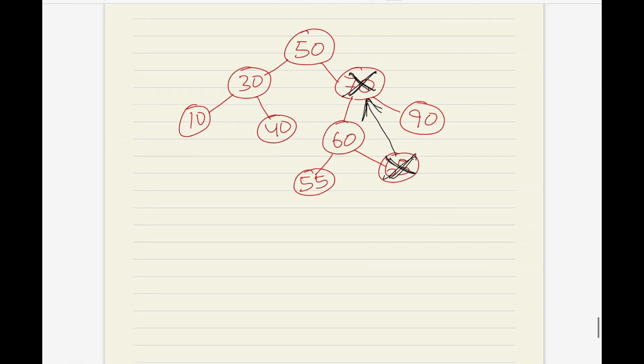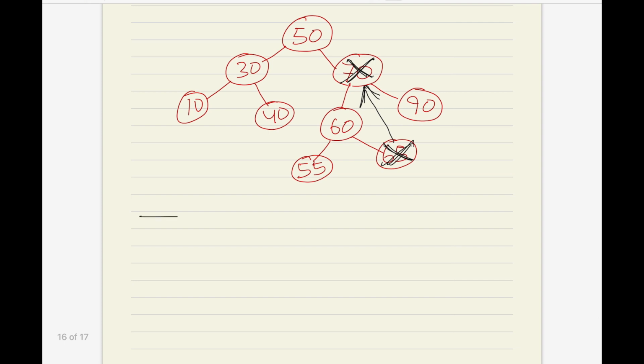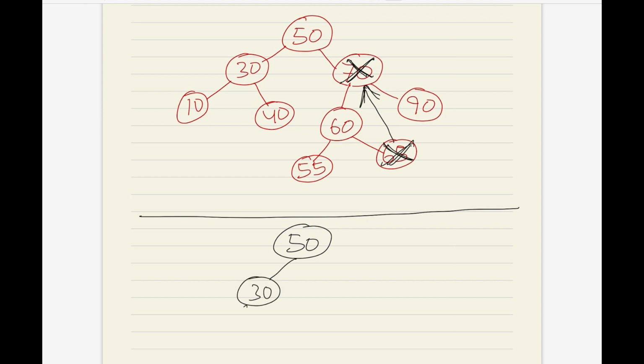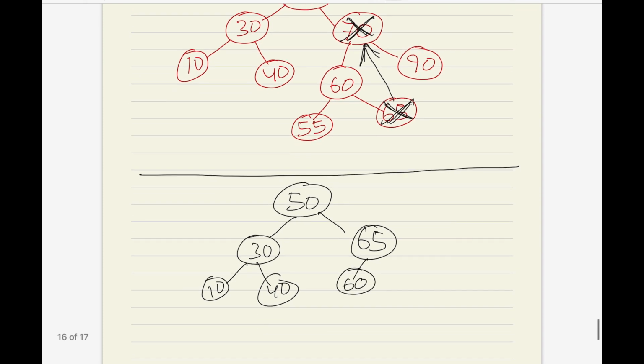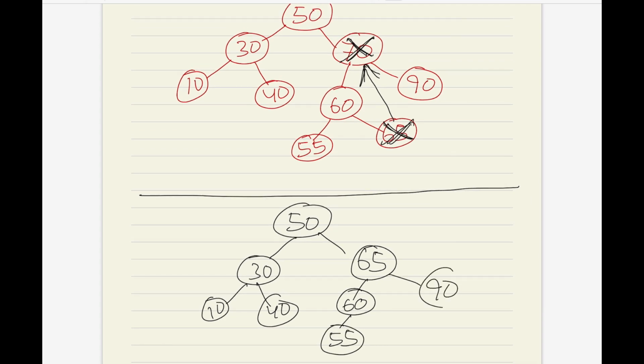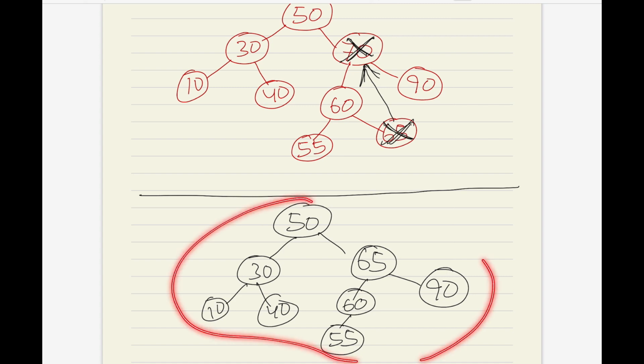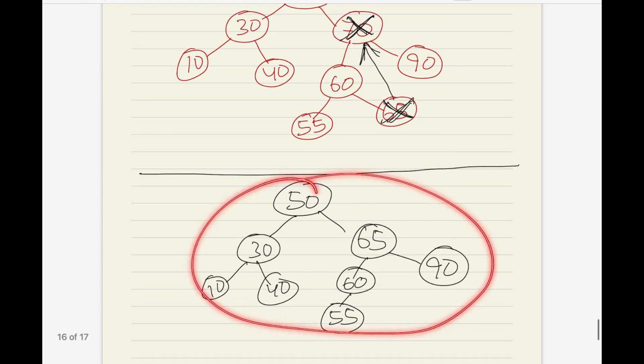So the new tree is like this. So I am drawing the tree once again. After removing 70, the tree structure will be like this: 30, 10 and 40. There is no change in the left part, and here 65 comes, and here 60 and 55, and it is 90. So after removing 70, the new binary search tree will be like this.